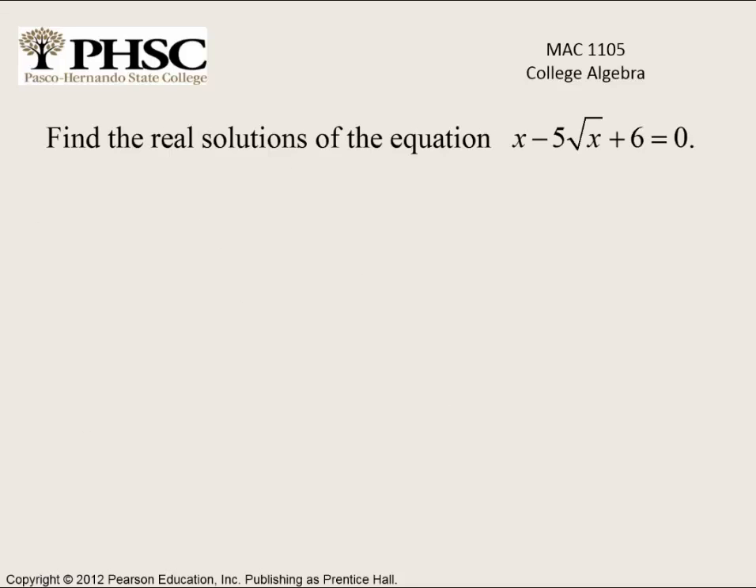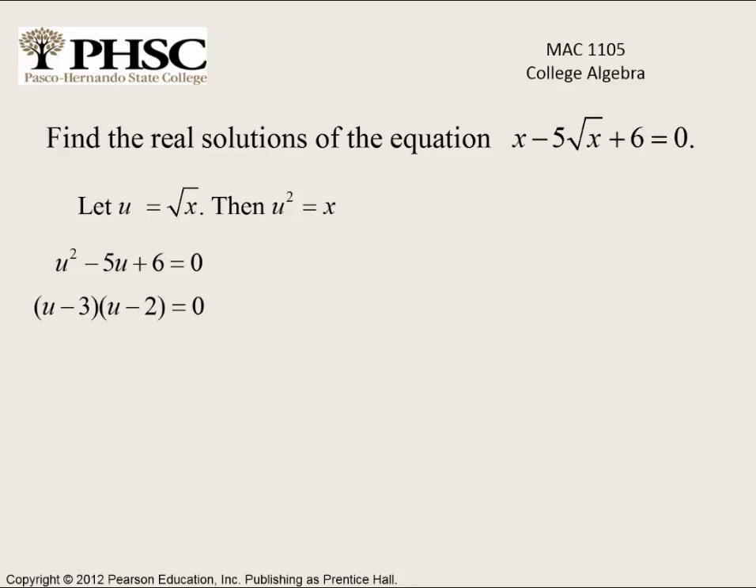So here we have another example. We have x - 5√x + 6 = 0. We're going to let u equal the square root of x, then u² equals x. Now we can rewrite the equation as u² - 5u + 6 = 0.